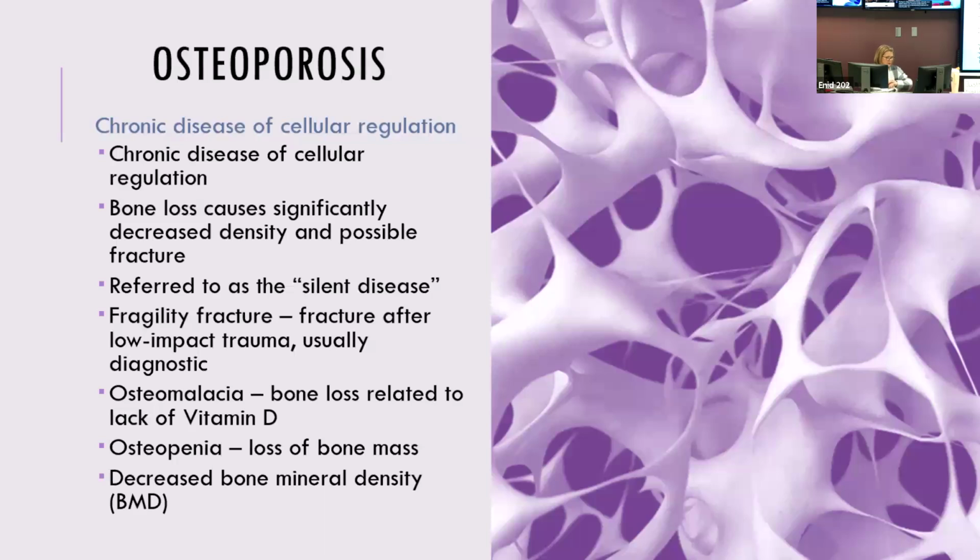So osteoporosis is a big one. This is a chronic disease at a cellular level. The bone loss causes significantly decreased bone density and can possibly lead to fracture. It's referred to as the silent disease because typically people don't know it until they break a bone or someone does a bone density exam.